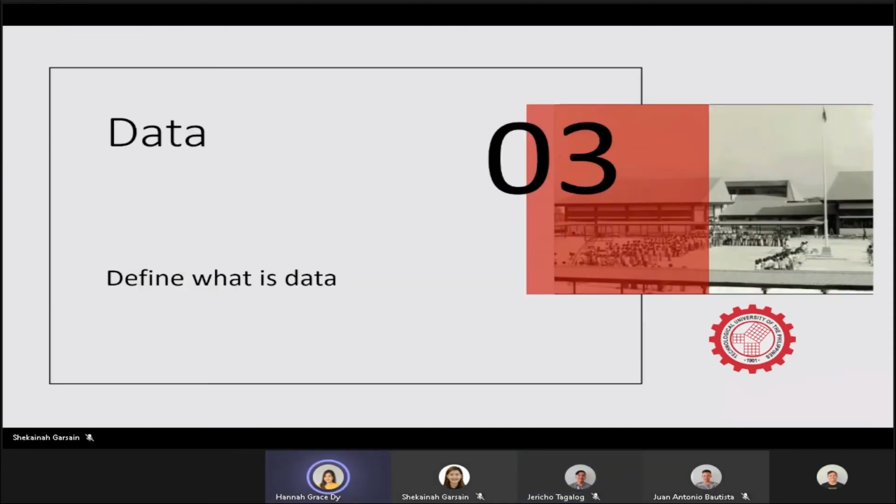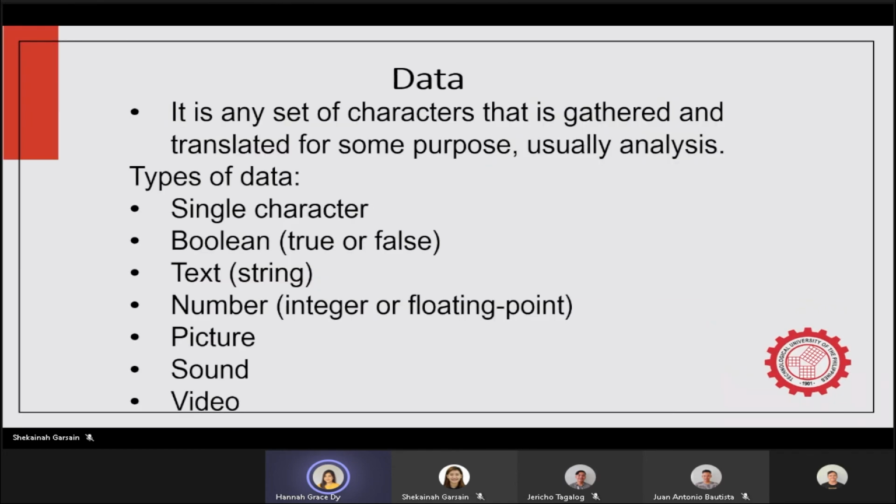Next po. So let us proceed to data. So define what is data. Next slide po. So data, it is any set of characters that is gathered and translated for some purpose, usually analysis. So ang data is an important asset in any business or organization. The way you store data plays a major role in how it is accessed, used, and kept secure. It is information that has been translated into a form that is efficient for processing.